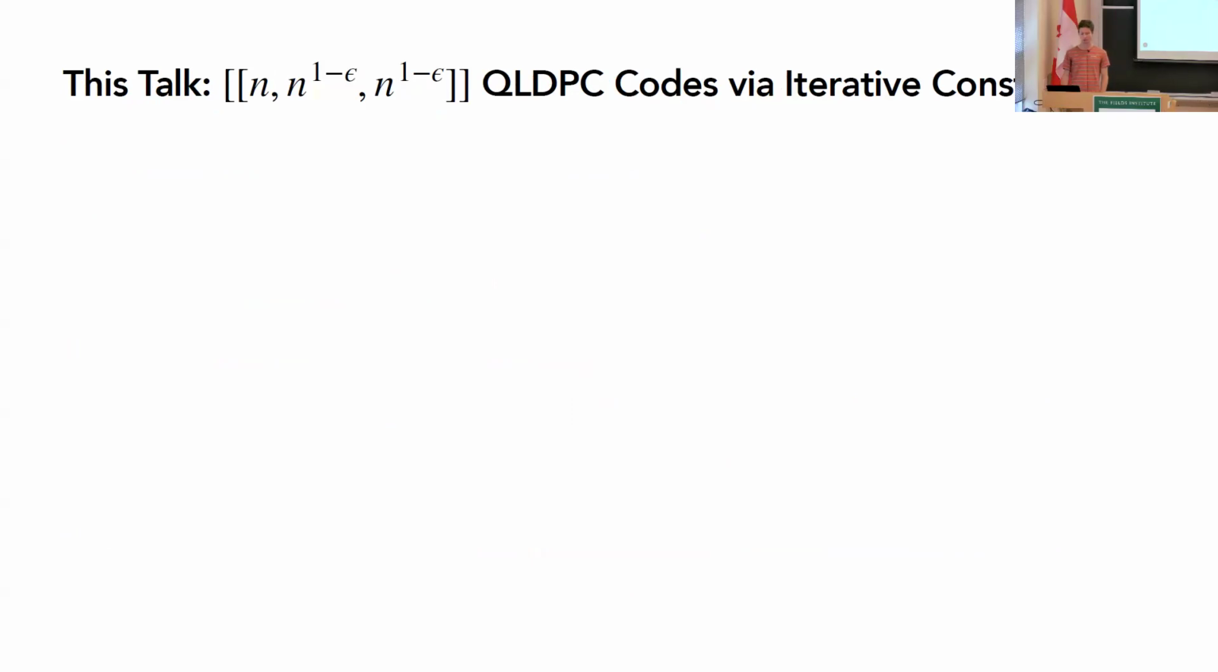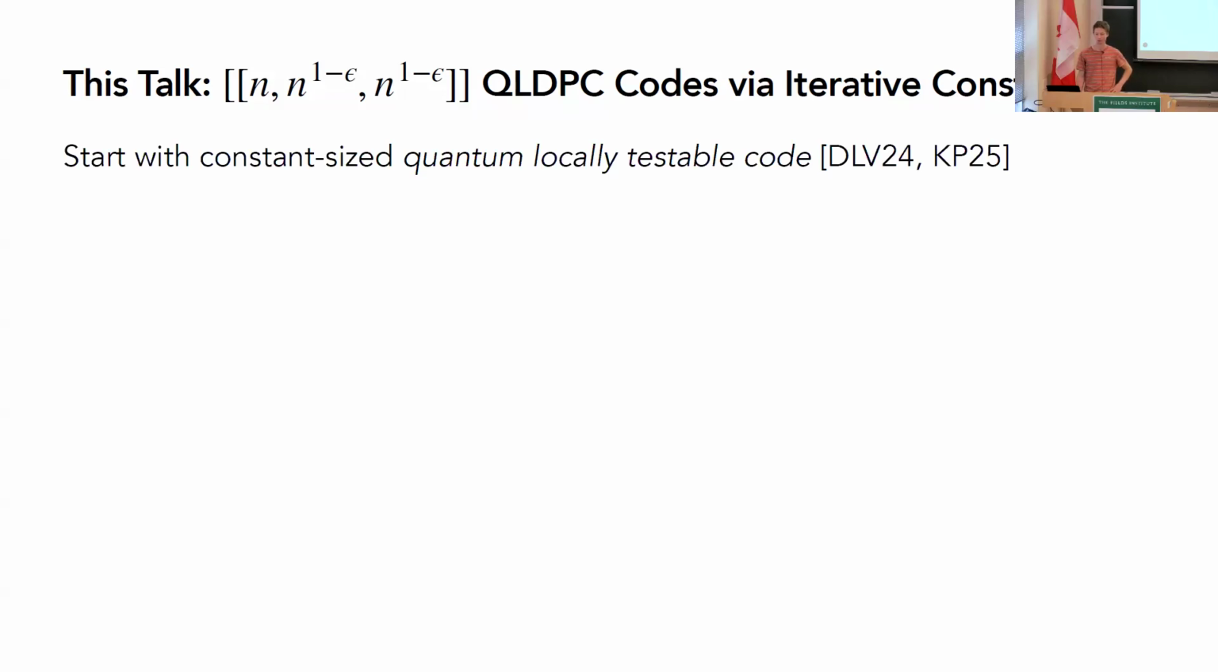Great. So what we're going to describe is an alternative way to construct quantum LDPC codes where we get almost linear dimension and almost linear distance. But our construction is really different from the balanced product in that we have an inherently iterative construction. So we start with a constant size object. It'll, in our case, be a constant size quantum locally testable code. And then we iteratively grow this into an asymptotic family.